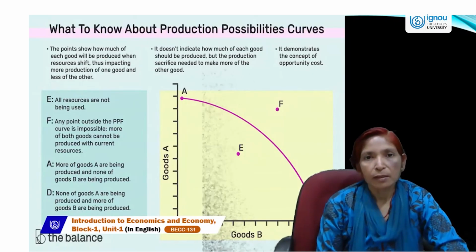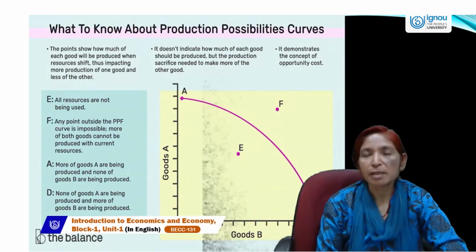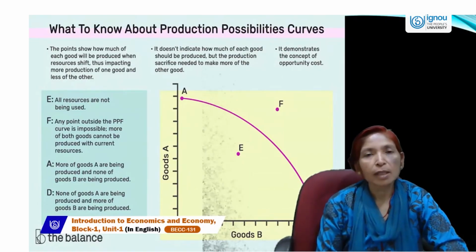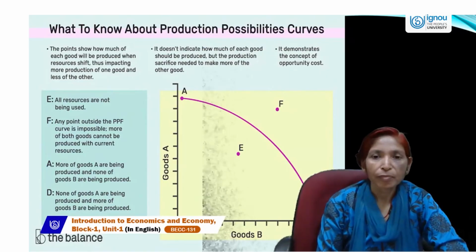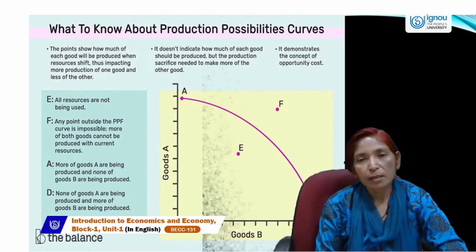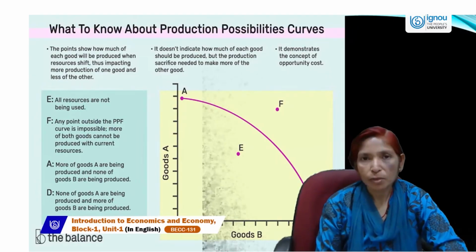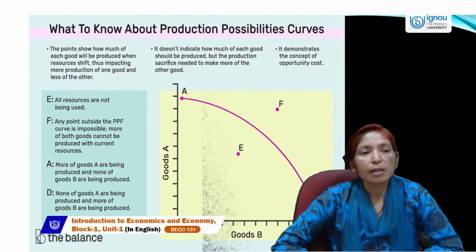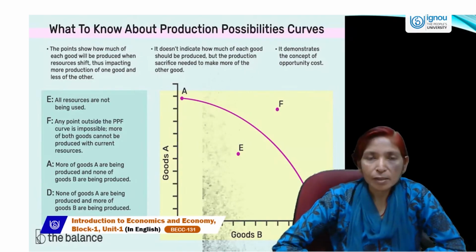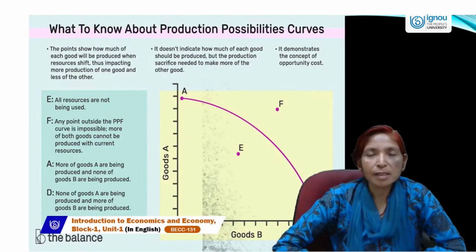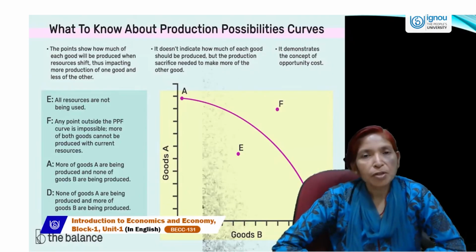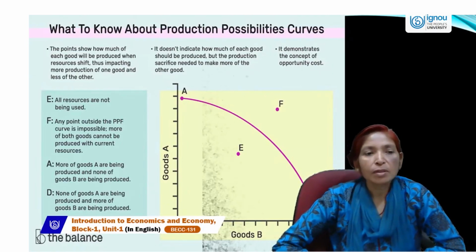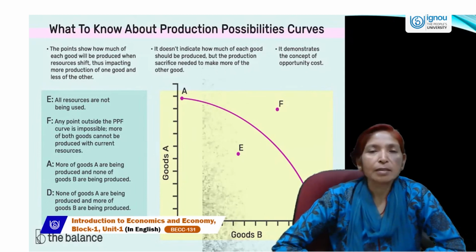Here point E, which is located inside this PPC, is showing underutilization of resources. And point F is showing overutilization of resources. So point E shows all resources are not fully utilized, and point F, which is outside this PPC curve, shows overproduction, which is not possible because we have limited resources. Both goods can't be produced with the available resources.